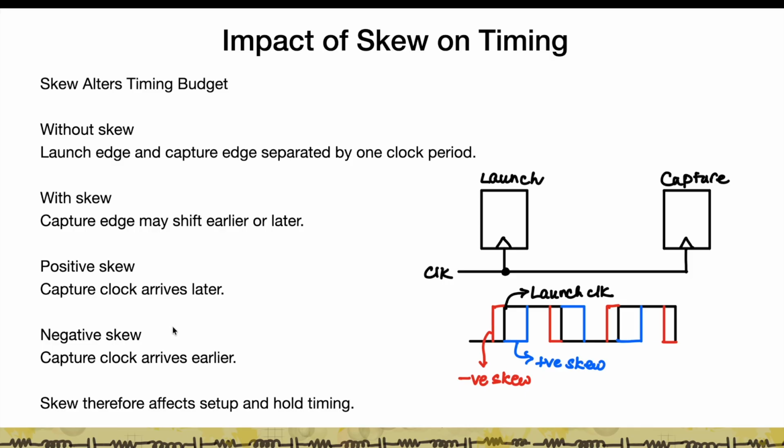If the capture clock, on the other hand, arrives earlier than the launch clock, the effective window shrinks. The data has less time to arrive before the capture edge. This is a negative skew. It hurts setup timing. The critical insight is that skew is not just a source of problems. Its direction determines whether it helps or hurts, and which timing check it helps or hurts.